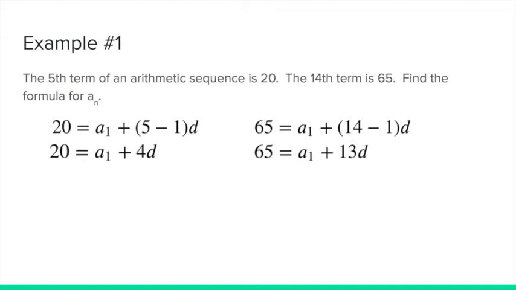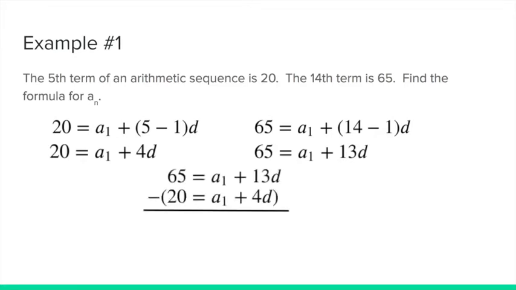Now what I'm going to do is, because I'd like to get one of these 2 missing variables out of these equations, I'm going to subtract these 2 equations. So 65 minus 20 will give me 45. Notice that a1 minus a1 will go away. And 13d minus 4d is 9d. So we have 45 equals 9d, which tells us, of course, that d is 5.